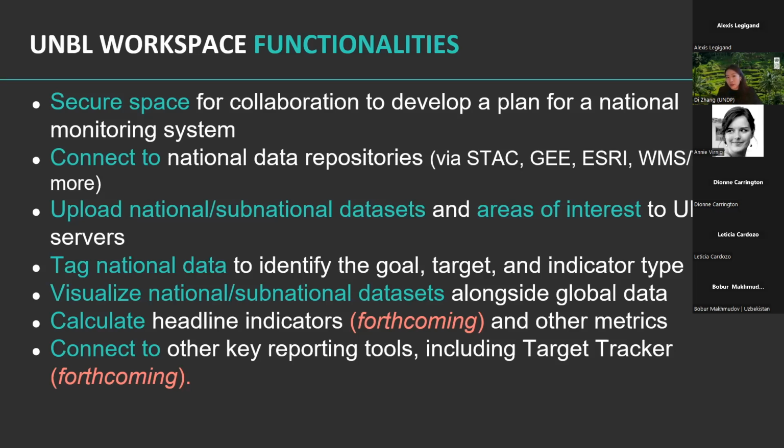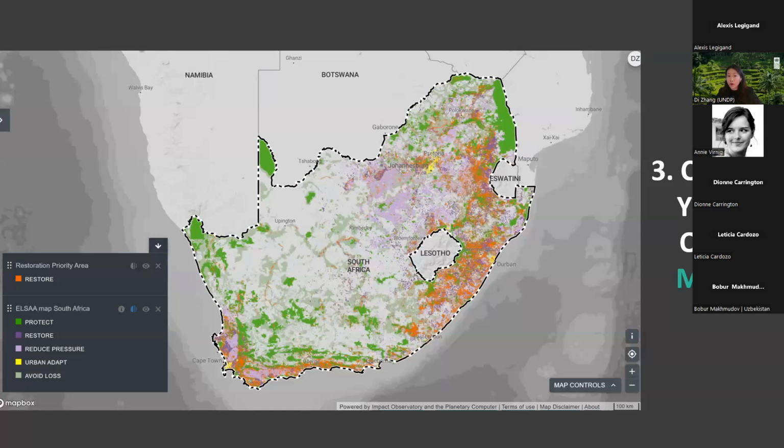All right, and after you add your national data, the workspace provides a lot of customized functionalities. For example, you can apply customized data tags to your national data to query them easily. For example, if there are a couple layers for Target 1 and other layers you uploaded for GBF Target 2, you can tag them as Target 1 or Target 2, so you can easily find them next time. All right, that's a lot of information already. But to summarize, the UNBL workspace provides countries a lot more flexibility to manage and use their own national data.